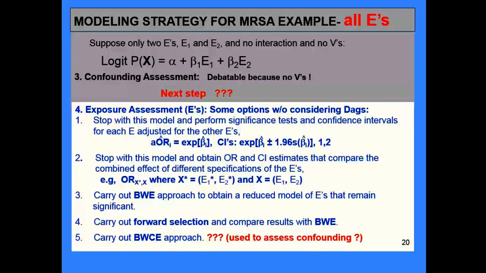What's on this slide? This is a logistic model, and there are only two variables in the model. You either started off with only E's, or you got rid of all the V's and the product terms, and you only have two E's left. Now you're down to the last stage of the modeling strategy. You want to decide what's the best model. So what do you do?